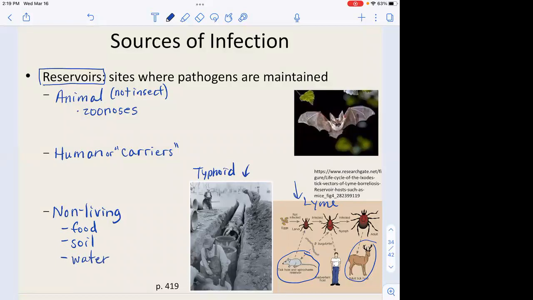Okay, so foodborne illness, or whatever food that's contaminated that you ingest, that food can be considered a reservoir. Soil, not as many examples of that, but anthrax spores can be just kind of hanging out in soil for long periods of time. You can get sick. Or water, drinking contaminated water can be considered a reservoir as well.